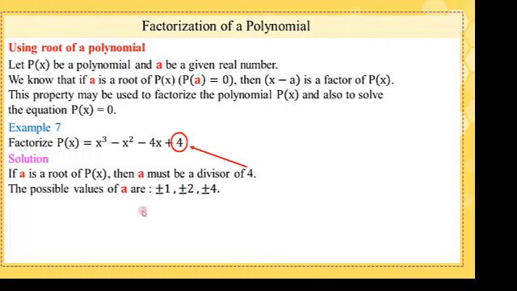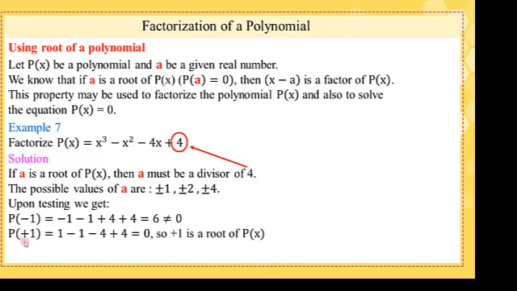You must test plus or minus 1, plus or minus 2, plus or minus 4 to get the root of P of X. Upon testing, we get P of minus 1 equal minus 1 minus 1 plus 4 plus 4 equal to 6. Does not equal to 0. So minus 1 is not a root of P of X. P of plus 1 equal 1 minus 1 minus 4 plus 4 equal to 0. So plus 1 is a root of P of X. Hence x minus 1 is a factor of P of X.